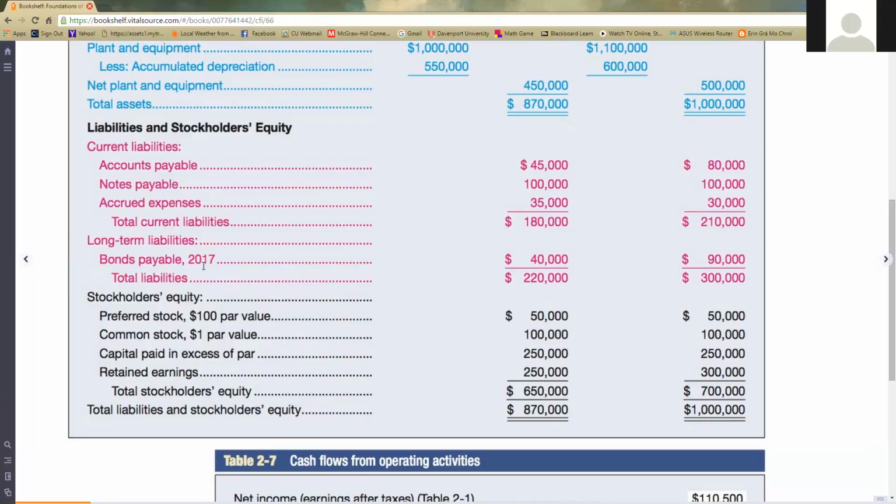Long-term liabilities are stuff that isn't going to come due for several more years. So $90,000 is owed in 2017, and that's considered long-term, whereas all this stuff totaling $210,000 is going to be paid in the next year. But altogether, our liabilities are $300,000.